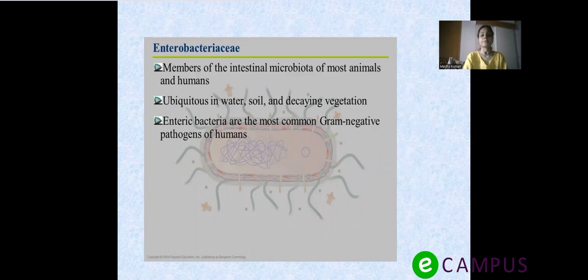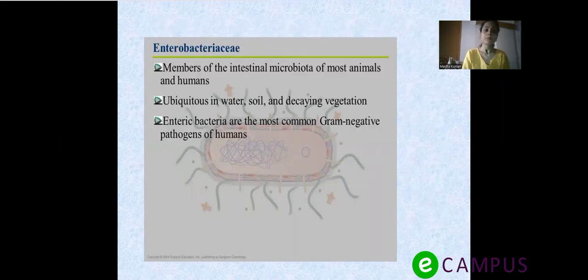Enterobacteriaceae are members of the intestinal microbiota of most animals and humans, ubiquitous in water, soils, and decaying vegetation. Enteric bacteria are the most common gram-negative pathogens of humans.